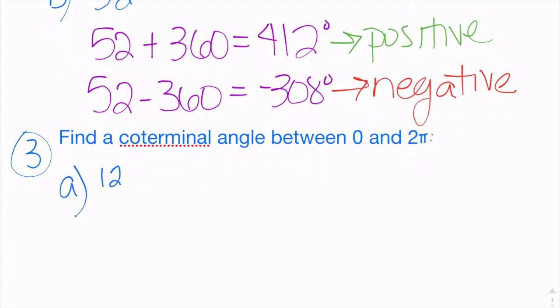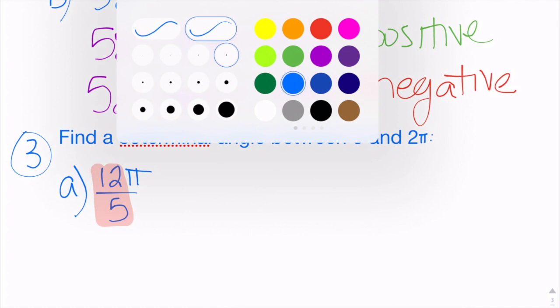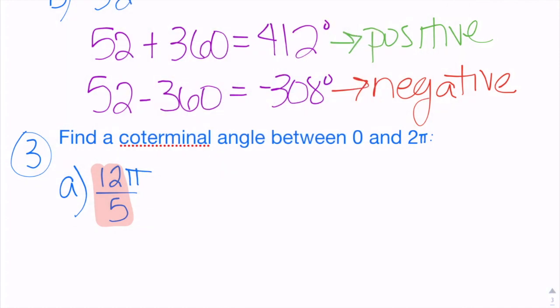And so A is if we are given 12 pi over 5, we need to find ourselves a coterminal angle between 0 and 2 pi. So we need to first determine, is 12 pi over 5 larger than 2 pi or smaller than 0? Well, it's not negative, so we know it's not smaller than 0. So then we're going to look at the 12 over 5. If we did 12 divided by 5, we would get 2.4, which is larger than 2, so that means it's larger than 2 pi. So we need to subtract 2 pi from this.